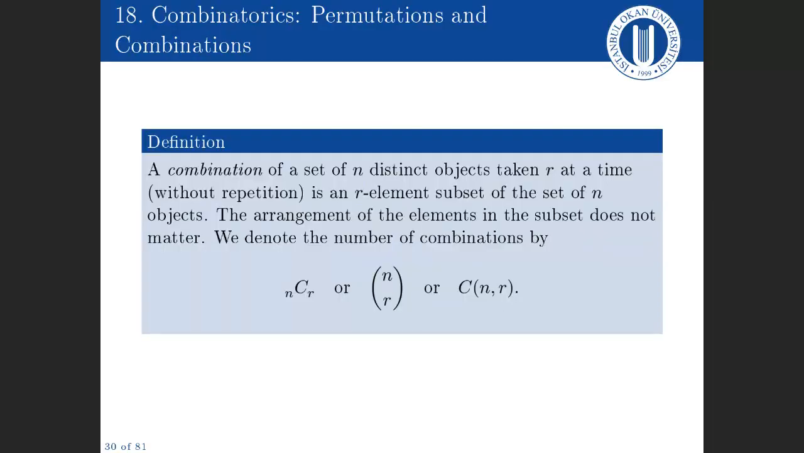Instead, we have something called a combination. A combination of a set of n distinct objects, taking r at a time without repetition, is an r element subset of the set of n objects. The arrangement of the elements in the subset does not matter. We're going to denote the number of combinations by nCr.